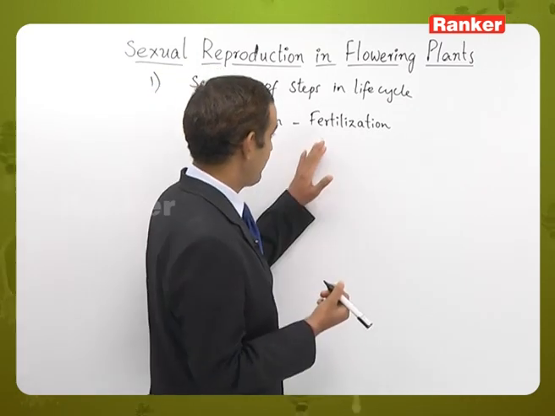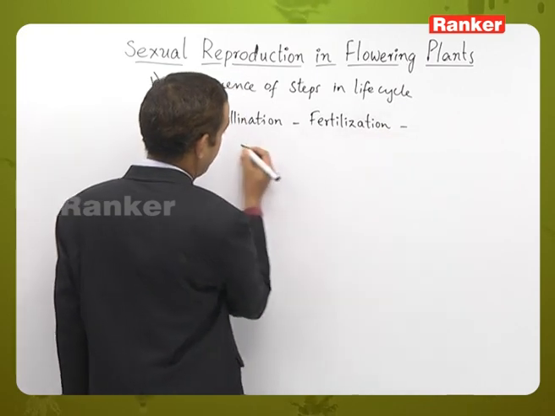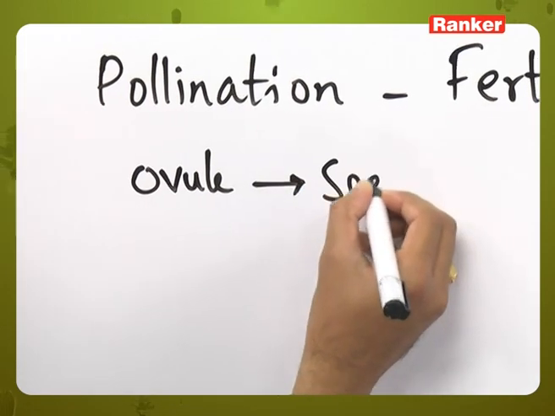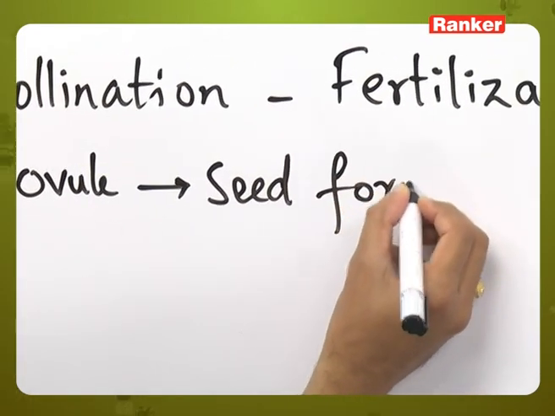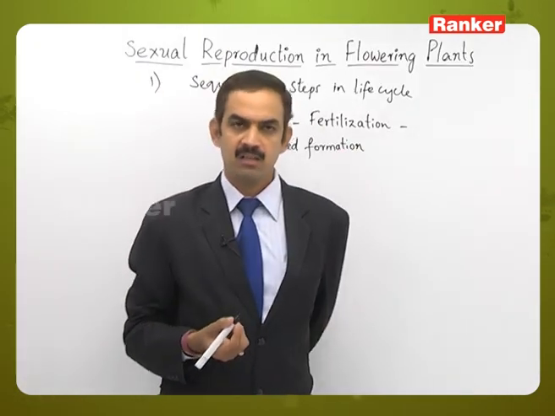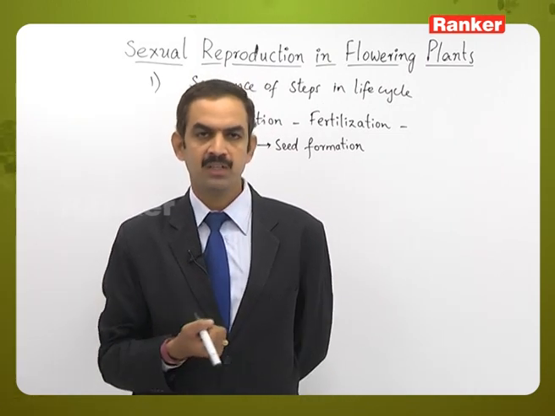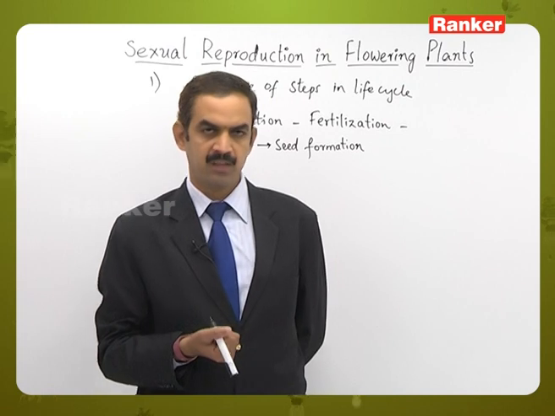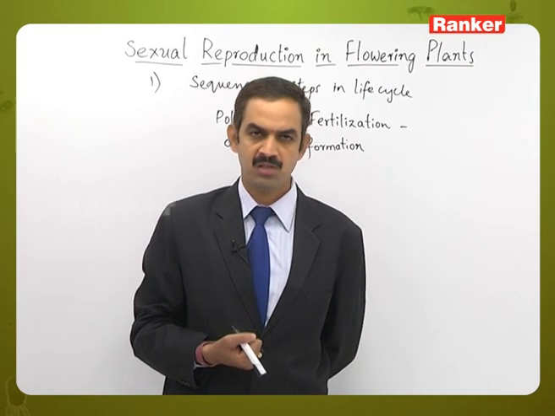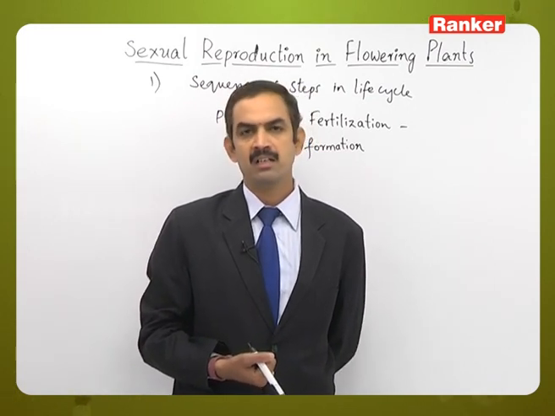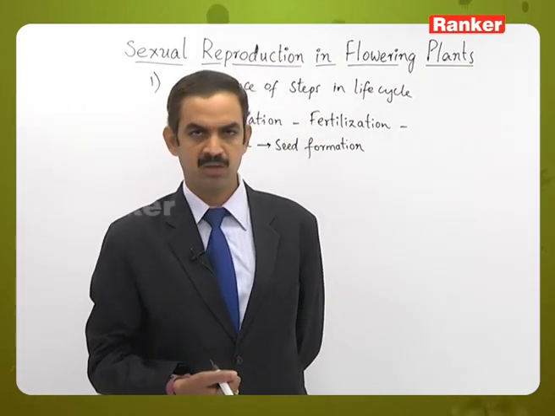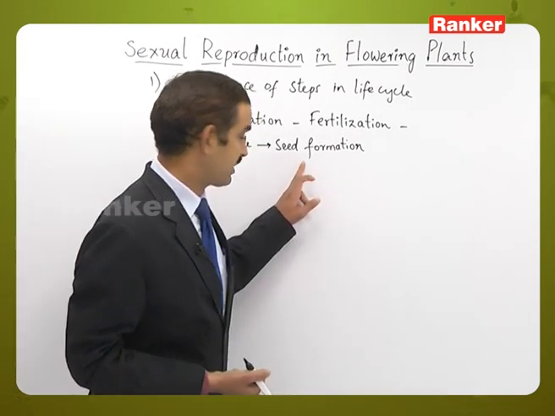After fertilization, the ovule which is present will be converted into seed, that is seed formation. And if it is an angiospermic plant, along with the embryo, the endosperm will also be present inside the seed. The zygote will get modified, as a change of post fertilization, and be converted into embryo, and as a result of triple fusion, the primary endosperm nucleus will be formed, that will be converted into endosperm. So here the seed will be formed.